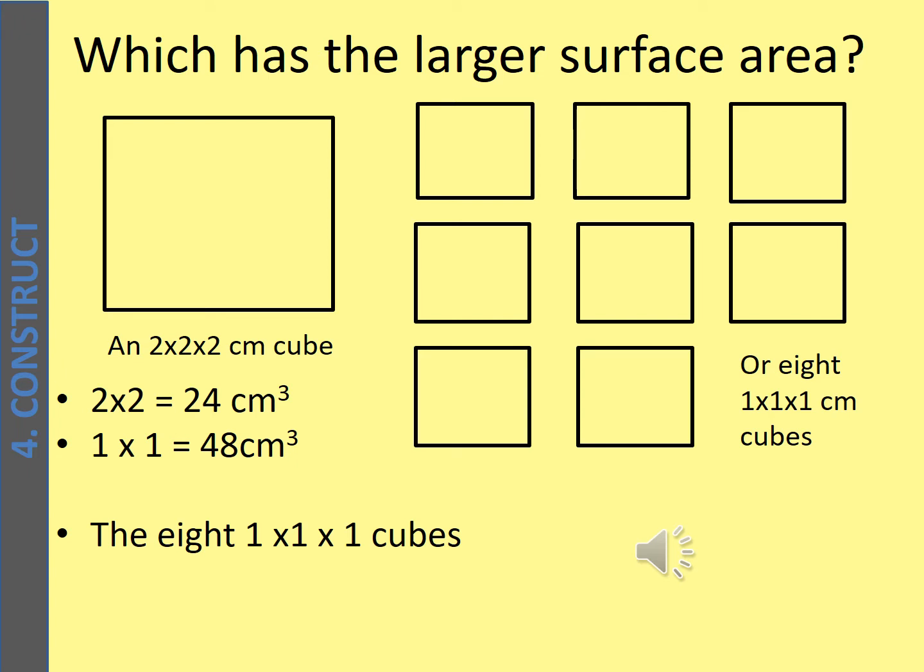So the 2x2 cube has a surface area of 24 centimetres squared, and the 1x1 cubes have a surface area of 48 centimetres squared. And therefore the 8 cubes of 1x1 obviously have a greater surface area.